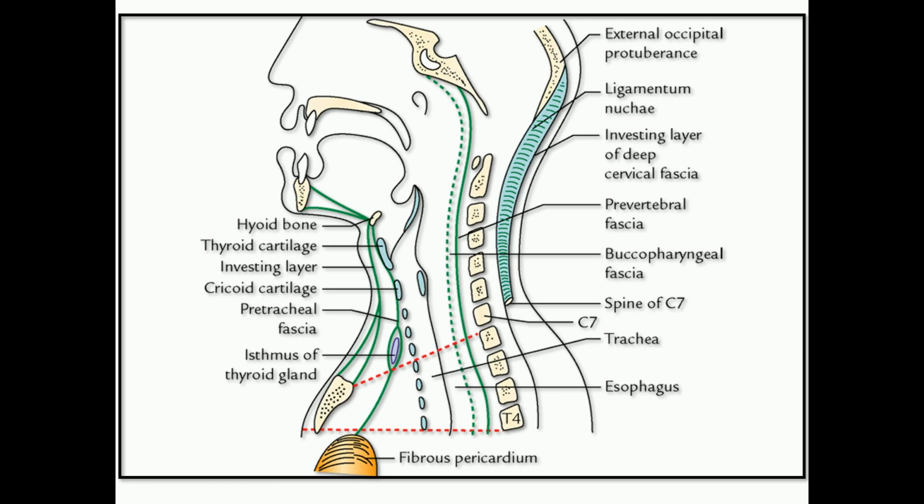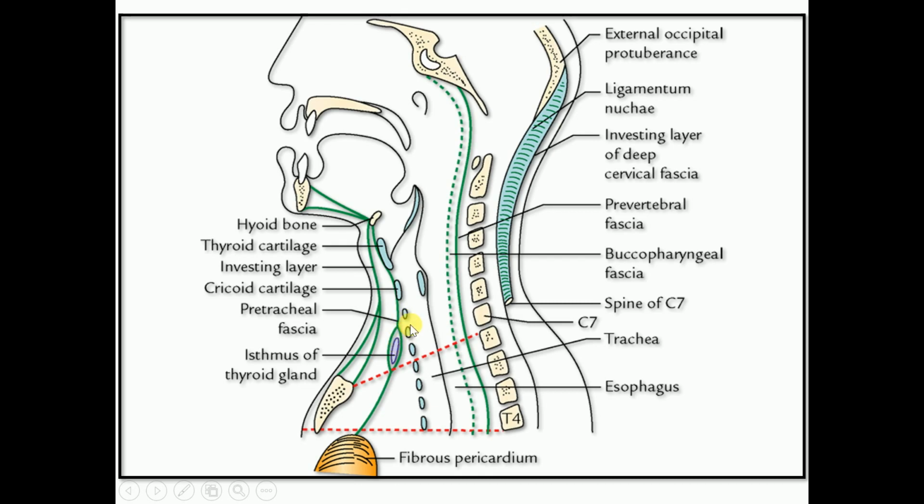It is a layer of deep cervical fascia covering the front and side of the trachea. So this one is the pretracheal fascia, covering the front and side of the trachea. It splits to enclose the thyroid gland and forms the capsule of the thyroid gland, and it is attached to the oblique line of the thyroid cartilage, and also to the arch of the cricoid cartilage anteriorly.